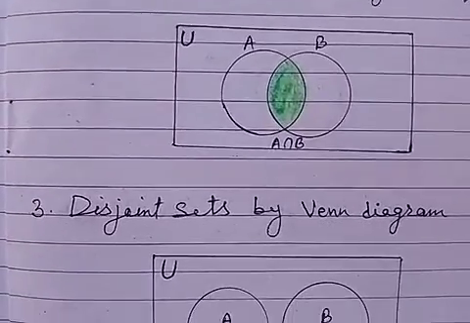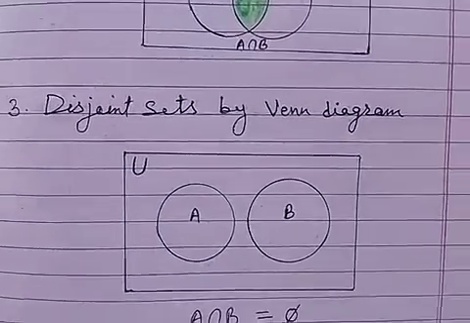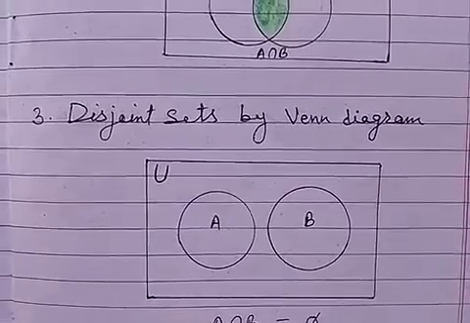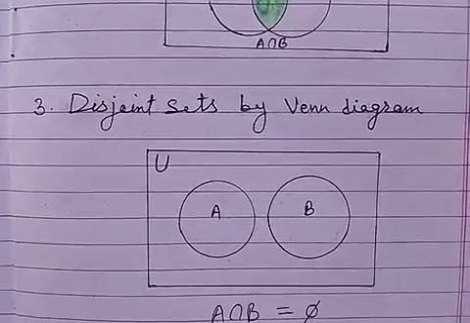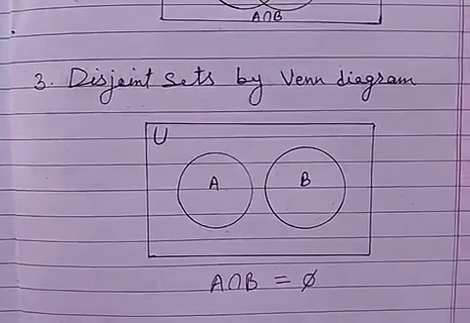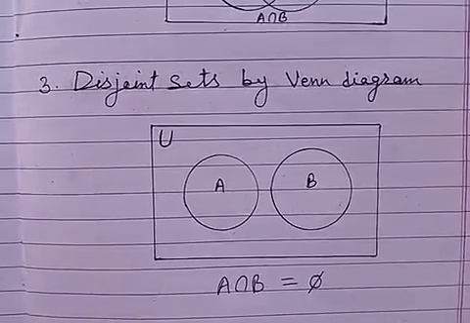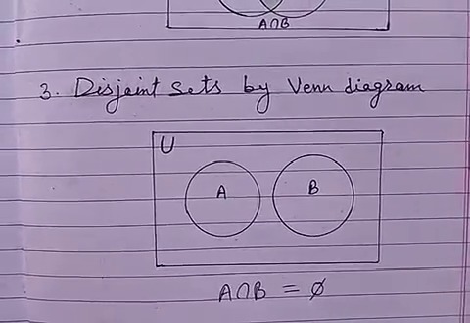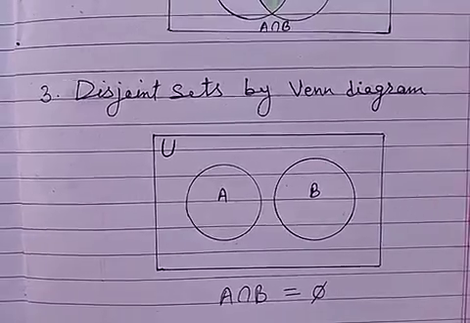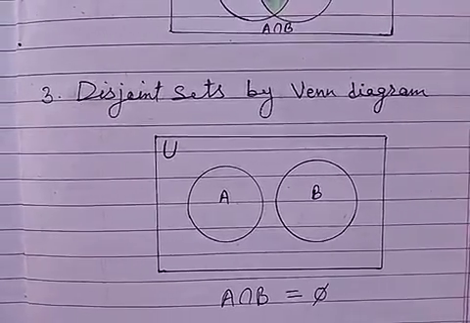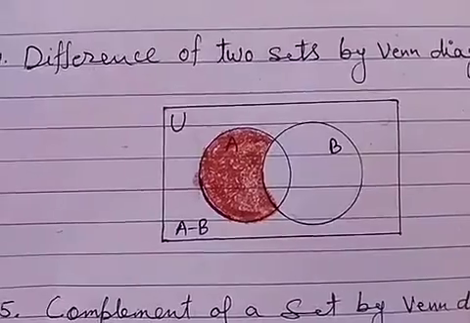Disjoint sets by Venn diagram. We can represent U as a universal set in the form of a rectangle. A and B be any two sets. We know that according to the definition of disjoint sets, A and B are called disjoint if A intersection B equals the empty set.